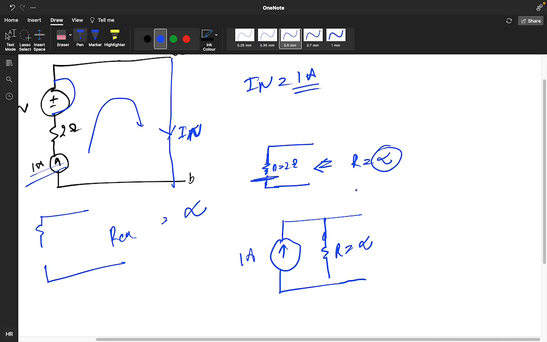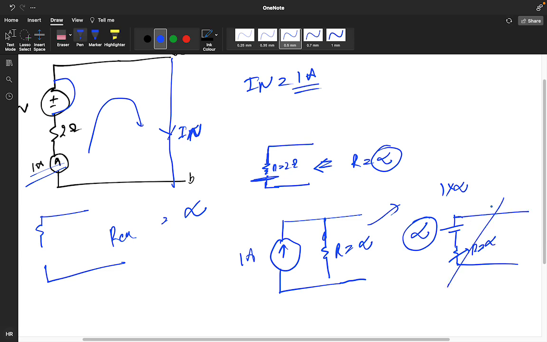What about the Thevenin's? For converting this into Thevenin's, just multiply 1 into infinite. V is equal to I into R. So you are getting infinite voltage, and you are getting an open circuit like this, meaning this R is infinite. So this kind of circuit is irrelevant. So we cannot develop the Thevenin's equivalent in this circuit.